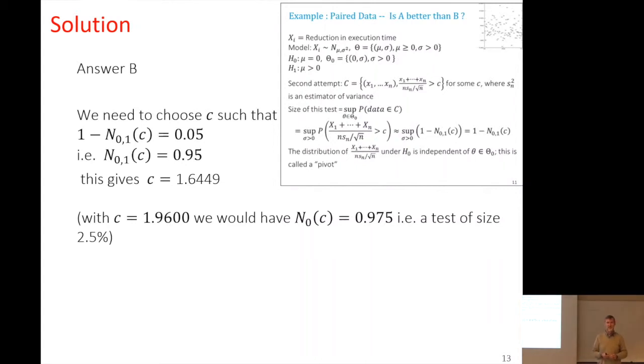Yes? How do we go from Gaussian of 0, 1 to C? So this is what I call the CDF. How do you go from that to C? Oh, by asking MATLAB or looking in a table.